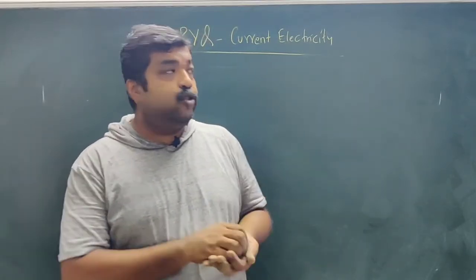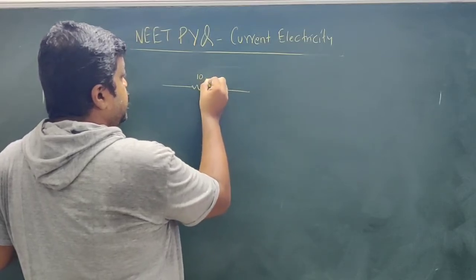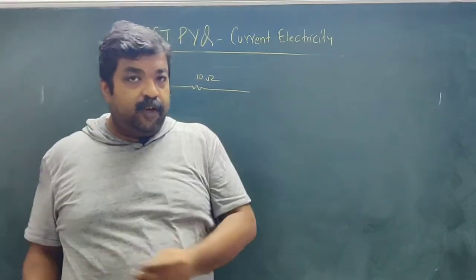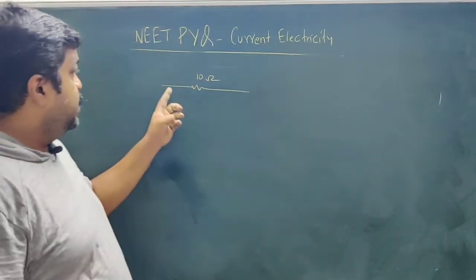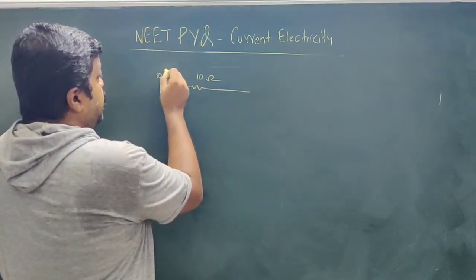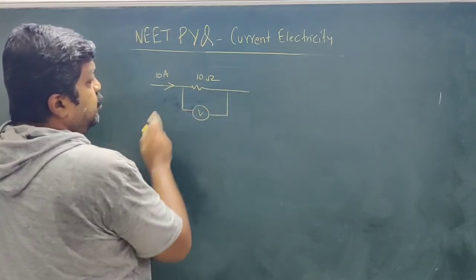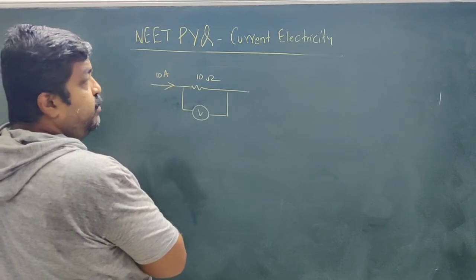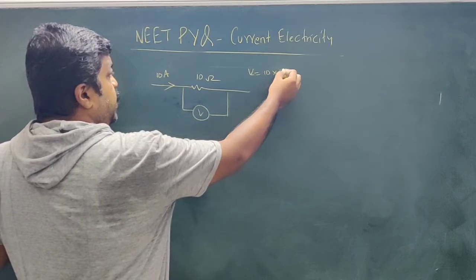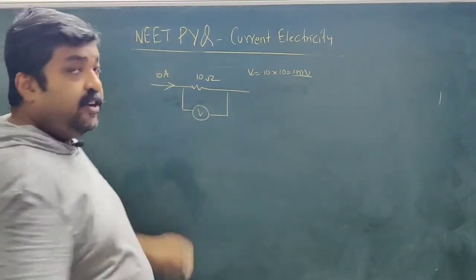So basically, suppose we have a resistance of 10 ohm. I'm explaining it once again, though I have discussed this in another video on the potentiometer. See, this is a 10 ohm resistance. Suppose 10 ampere current comes. Now if we connect a voltmeter, this 10 ampere current flows through this 10 ohm resistance, so the voltage across this 10 ohm should be 10 into 10, that is 100 volt. So this voltmeter should read 100 volt.